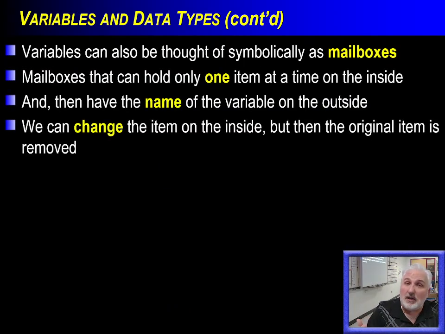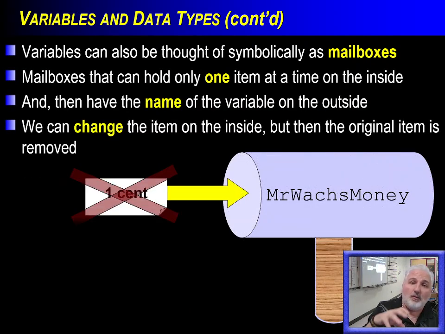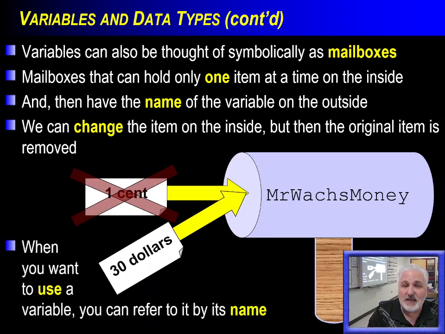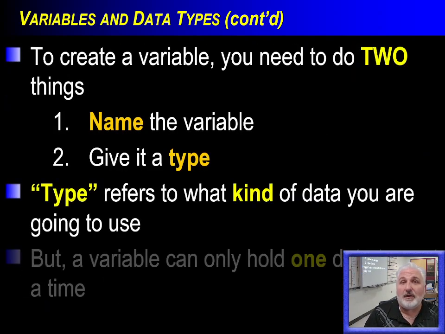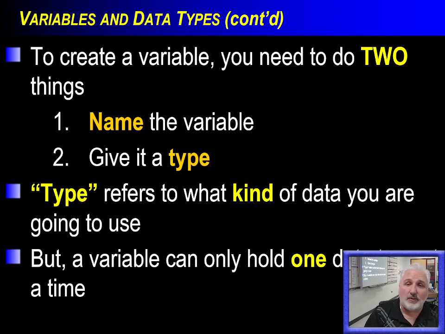Variables can be thought of symbolically as mailboxes, where you can put data inside and then find it based on its address. You can change what's stored inside, but whenever you change it, whatever was previously in there is removed, and the new item is now stored. You can refer to variables by their identifier name, otherwise known as their address. To create or declare a variable, you need to do two things. One, you give it a name, an identifier name, and two, you give it a data type.